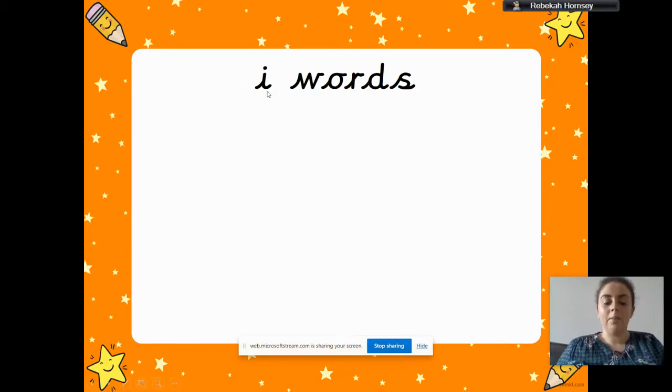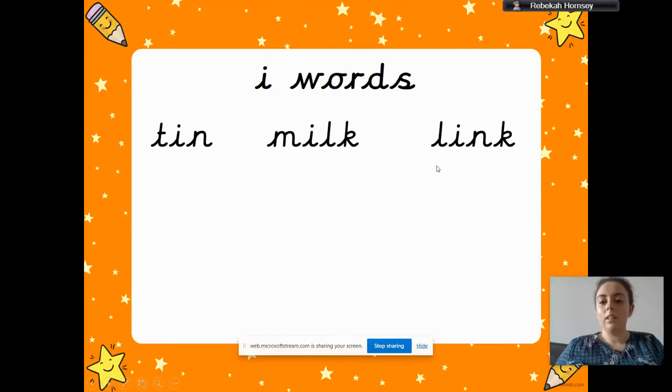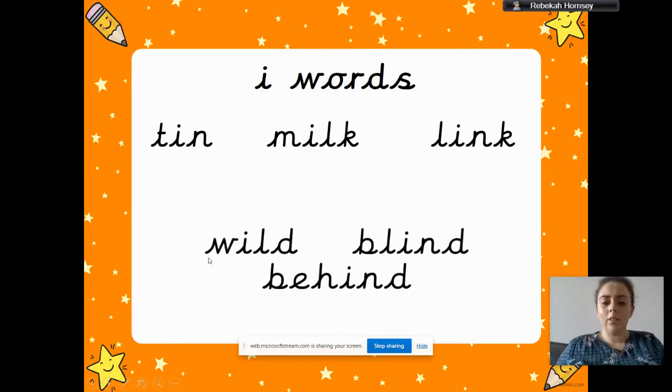The I. So in these words it's t, i, n, tin, m, i, l, k, milk, l, i, n, k, link. So in these words, this sound is making the I sound, the I like we're used to. Now, if I try and put that I sound into these words, it doesn't sound right. Watch. W, i, l, d, wild. Does that sound like a word that you know?